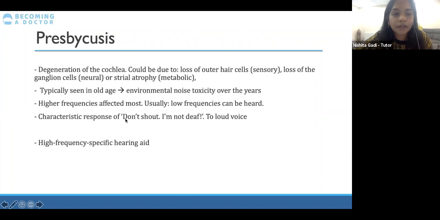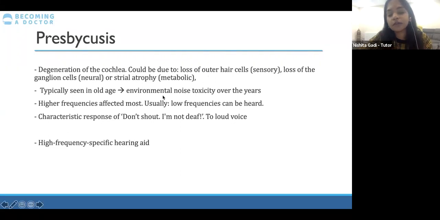And in presbycusis, you have degeneration of the cochlea. It's similar to noise-induced hearing loss, but this happens with old age. It's not really loud noise, but okay, I'll answer your question in a minute. It's not exactly due to old age, but as you grow older, you've been exposed to more noise and more environmental noise toxicity over the years, and this builds up, and that causes degeneration of the cochlea.